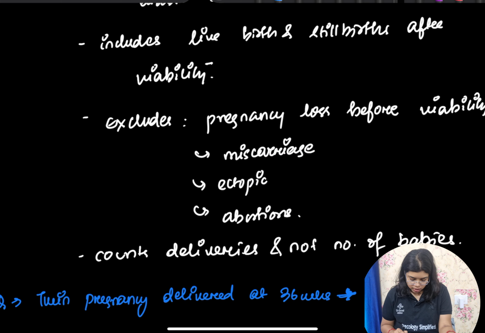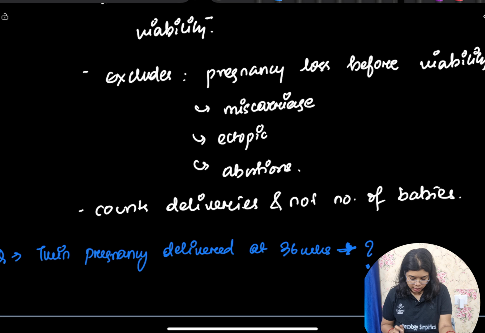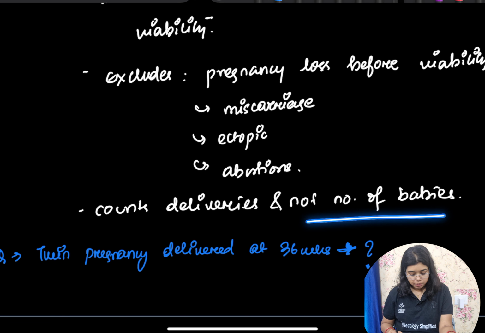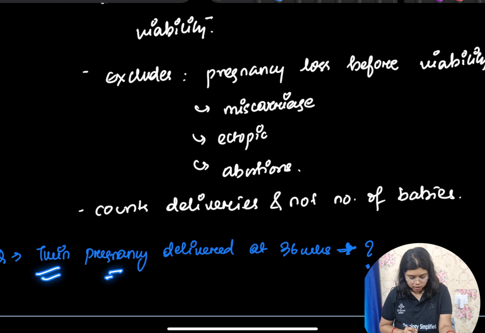Then it counts deliveries and not the number of babies. It counts only the number of deliveries after the period of viability, and not the number of babies. So if the question asked is: there is a twin pregnancy, delivered at 36 weeks.